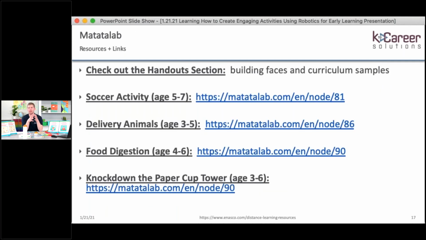All right, and then the last slide, these are some different projects that you can do. I've actually added some links, and these are specific to Matatalab, but it kind of gives you the idea of some different activities that maybe you want to try out with your students. So there's a soccer activity, ages 5 to 7. If you click on there, you can certainly do that soccer activity with Matatalab.